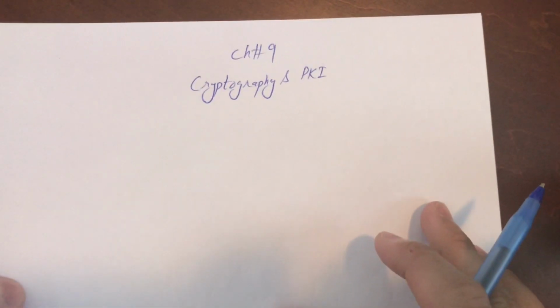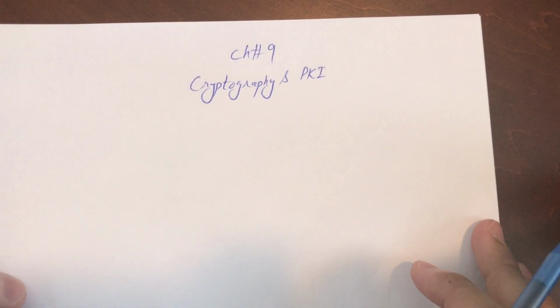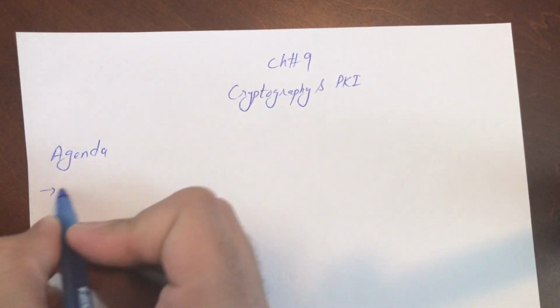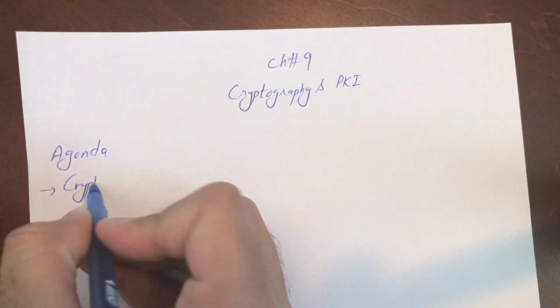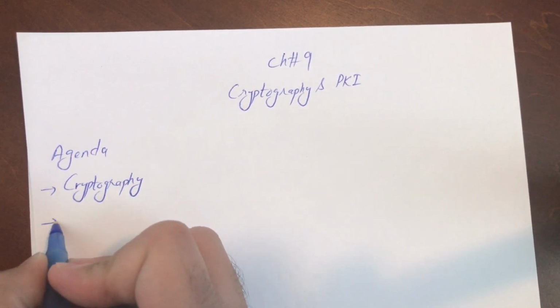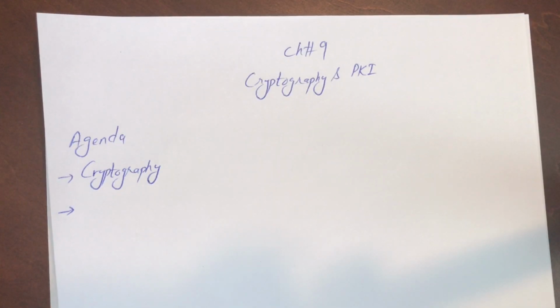Hello everybody, today we're going to talk about chapter 9, which is about cryptography and public key infrastructure. In this chapter we have three main things to discuss. Firstly, we'll start with the definition of cryptography, the difference of cryptography with steganography, and the role, why do we need cryptography.